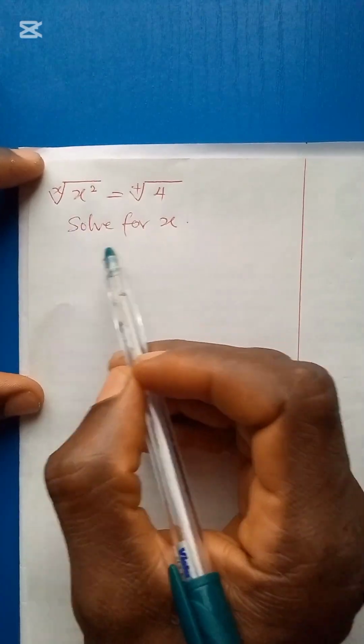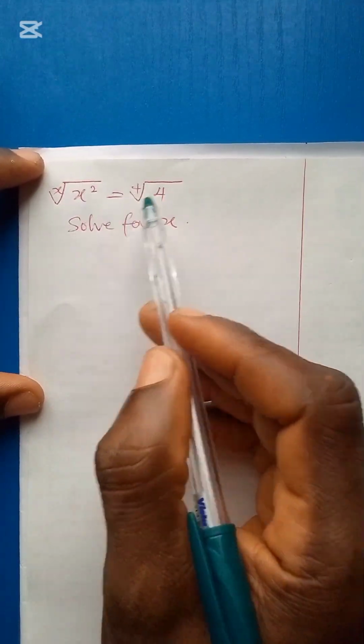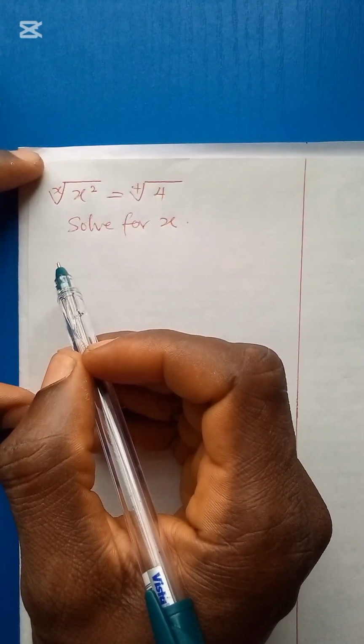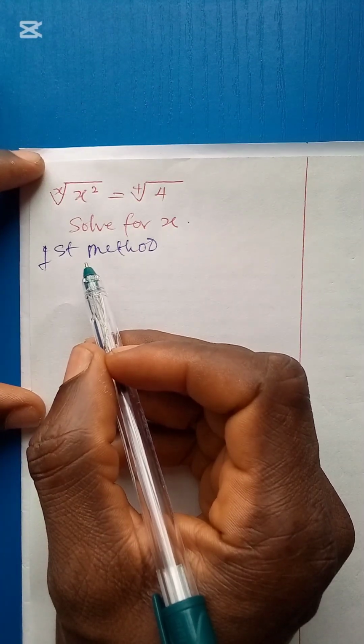In this video, I'll be solving for x given that the x root of x squared is equal to the fourth root of 4. I shall be presenting two methods. In the first one, I'll be applying the properties of indices.